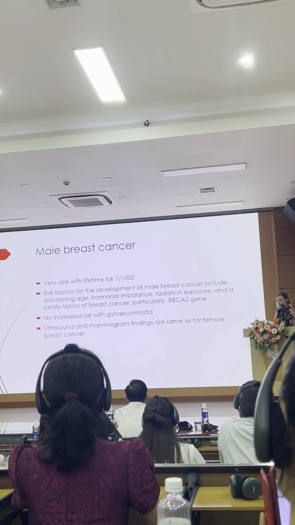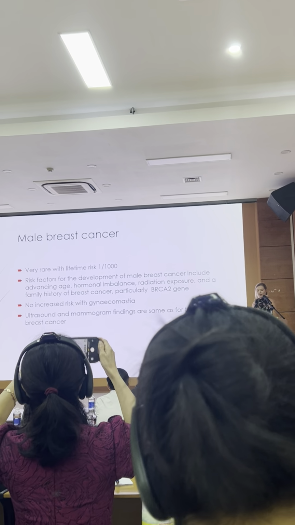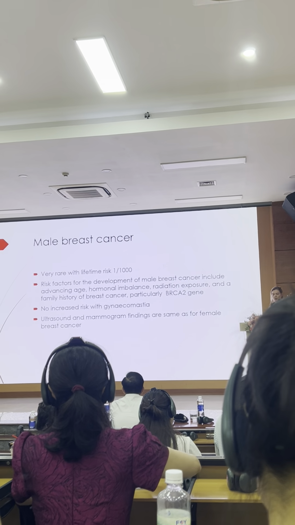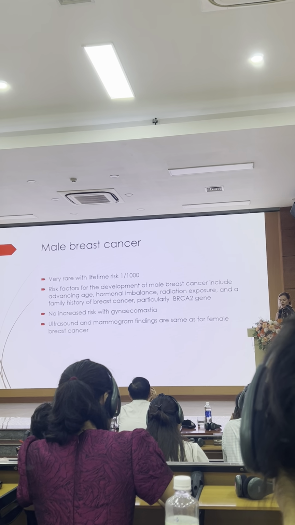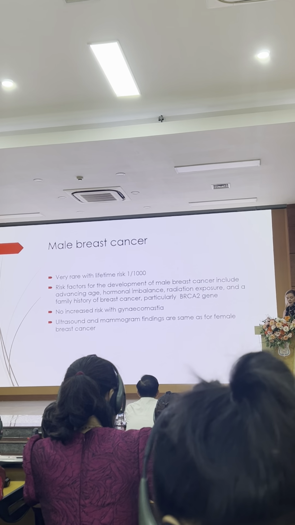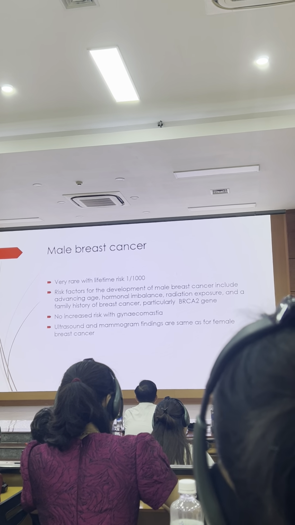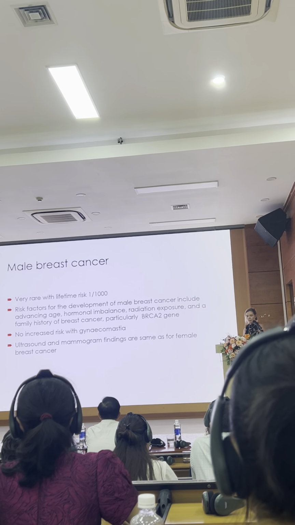Male breast cancer is very rare, with a lifetime risk of 1 in 1,000. The risk factors for development of male breast cancer include advancing age, hormone imbalance, radiation exposure, and a family history of breast cancer, in particular the BRCA2 gene. There is no increased risk with gynecomastia, and the ultrasound and mammogram findings are the same as for females.